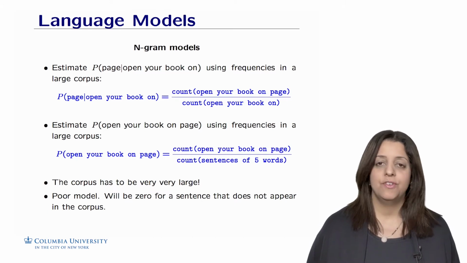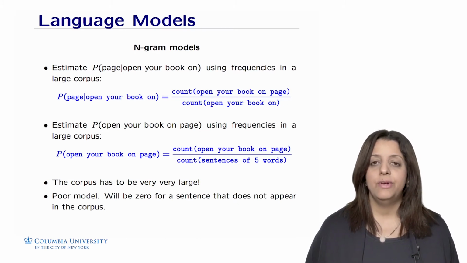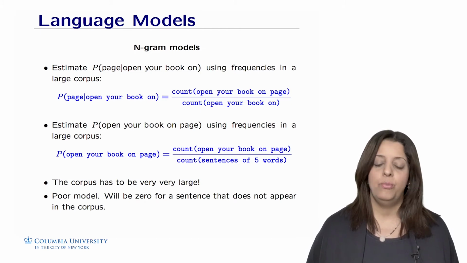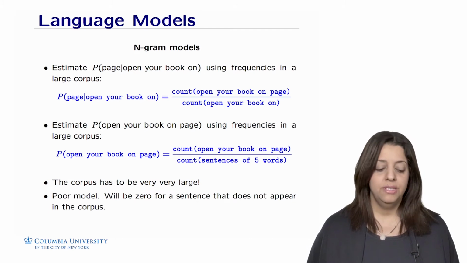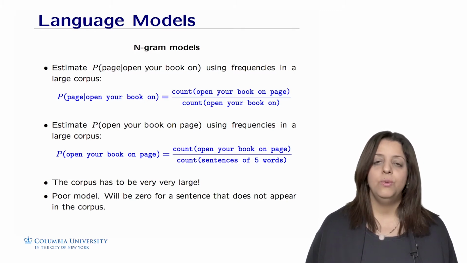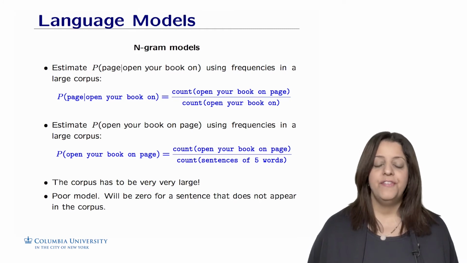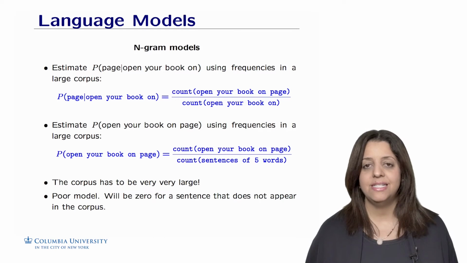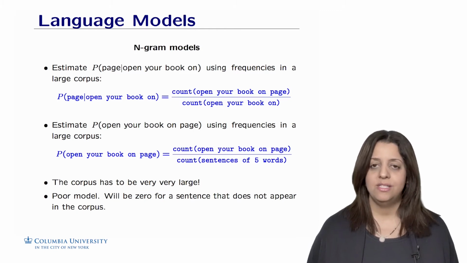For example, the probability of the word "page", given that the sentence is "open your book on", we could use the frequencies in a large corpus of text to estimate this probability. For example, probability of page given the sentence "open your book on" could be the ratio between the count, or the frequency, of the sentence "open your book on page" divided by the count of "open your book on". So if we have these counts and assuming a very large corpus, we could estimate the probability this way. If you want to estimate the probability of the sentence "open your book on page", then we are going to use the frequencies again in the large corpus by doing the ratio between the number of times the sentence "open your book on page" appears in the corpus divided by the count of the number of sentences that have 5 words. All right, so we assume that we have a very, very large corpus of text that we use to estimate these probabilities.